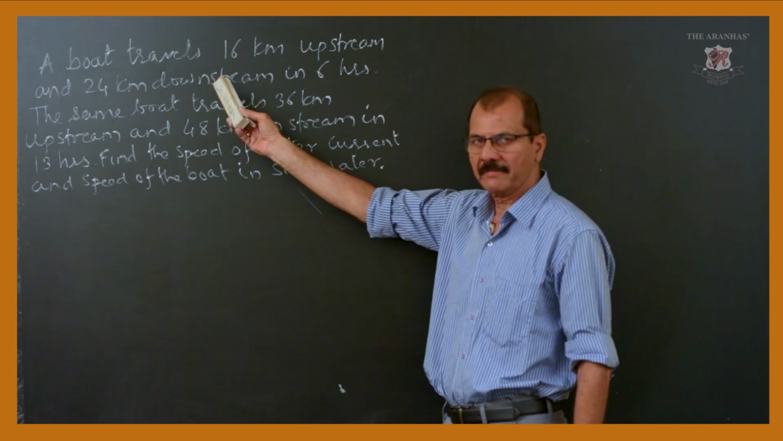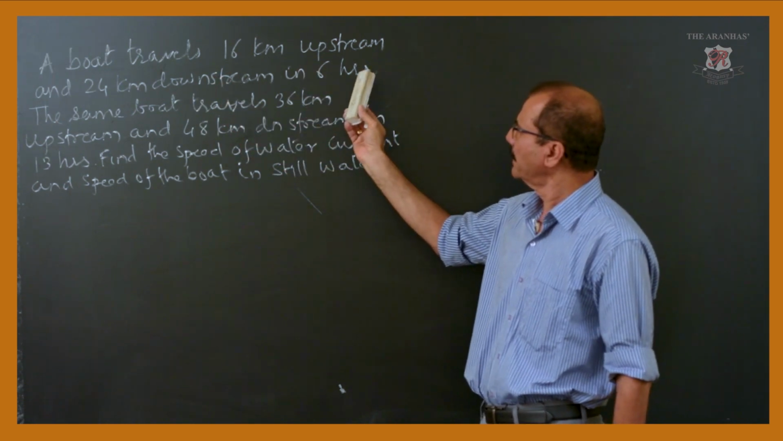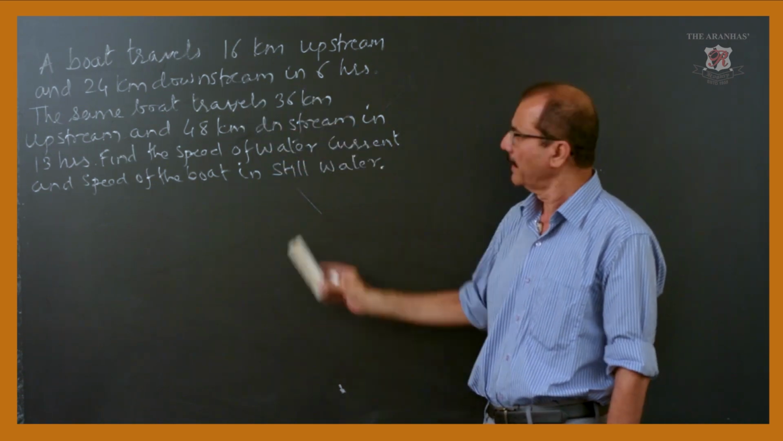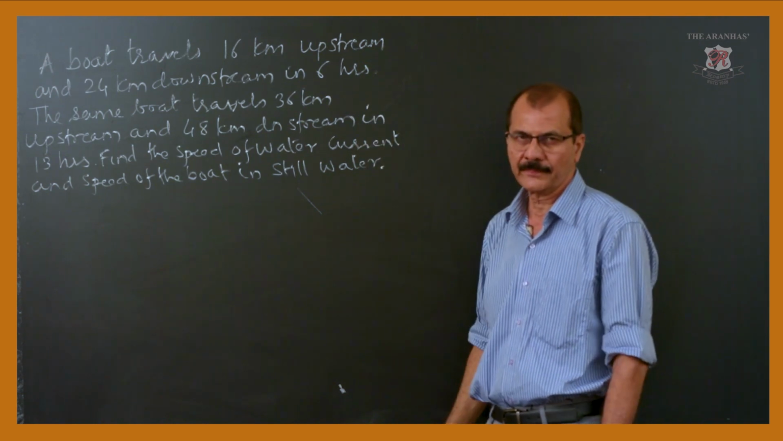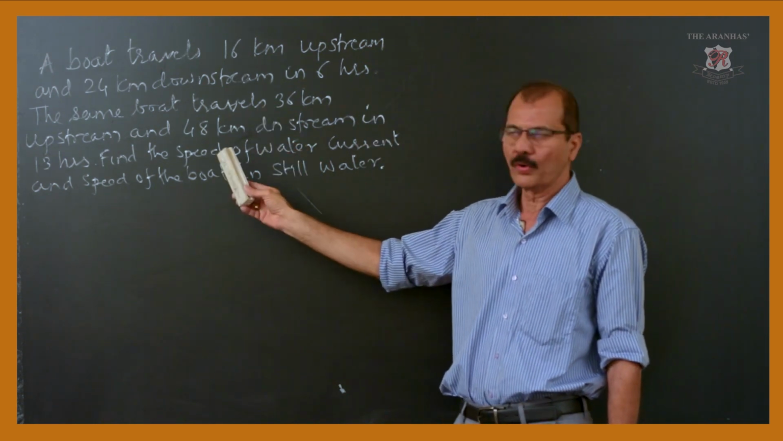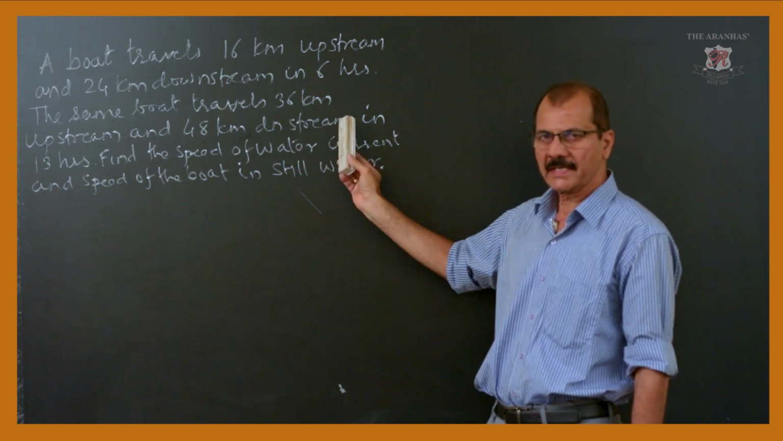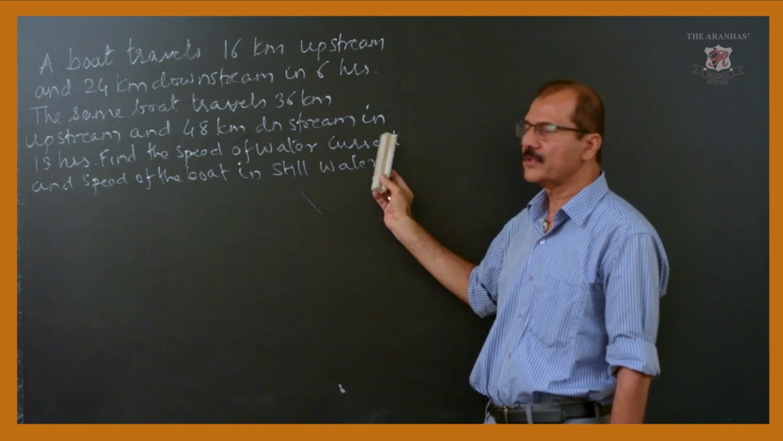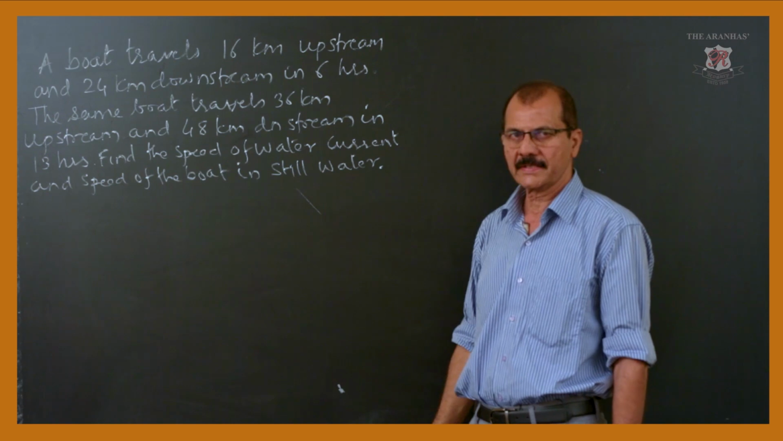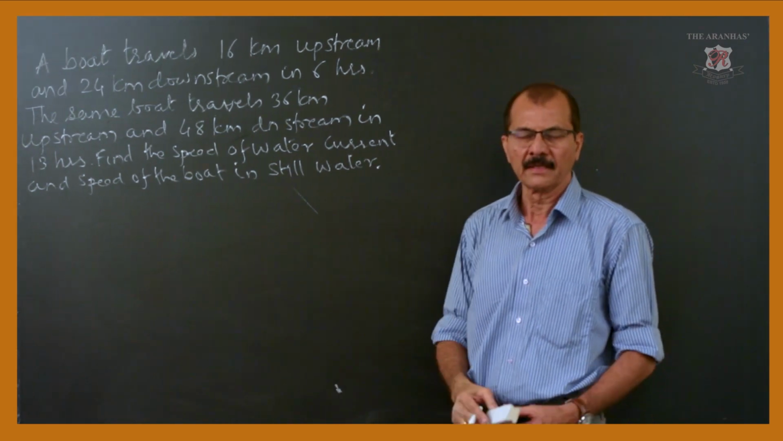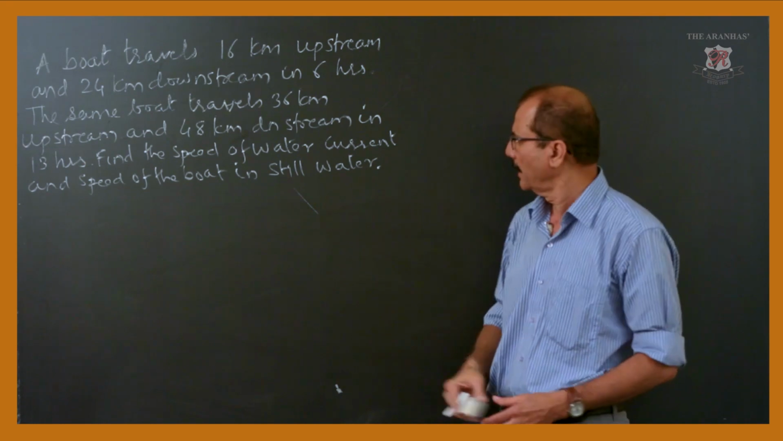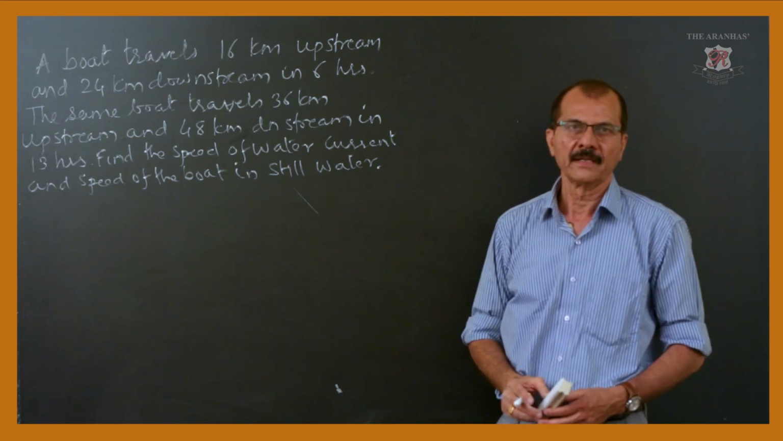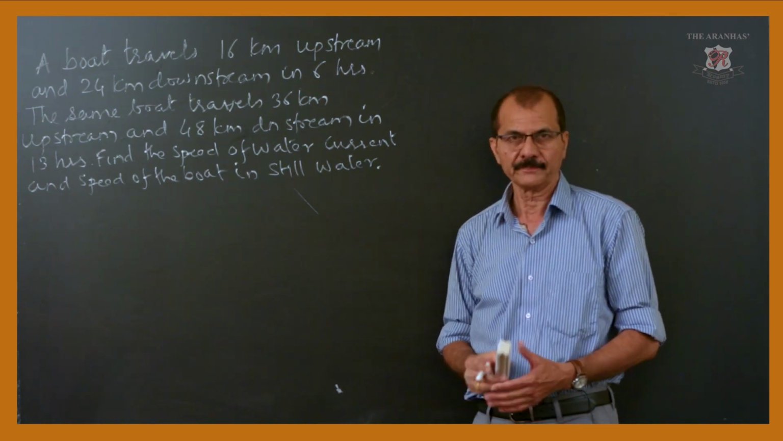A boat travels 16 km upstream and 24 km downstream in 6 hours. The same boat travels 36 km upstream and 48 km downstream in 13 hours. We have to find the speed of the boat in still water, and also we have to find the speed of the water current.